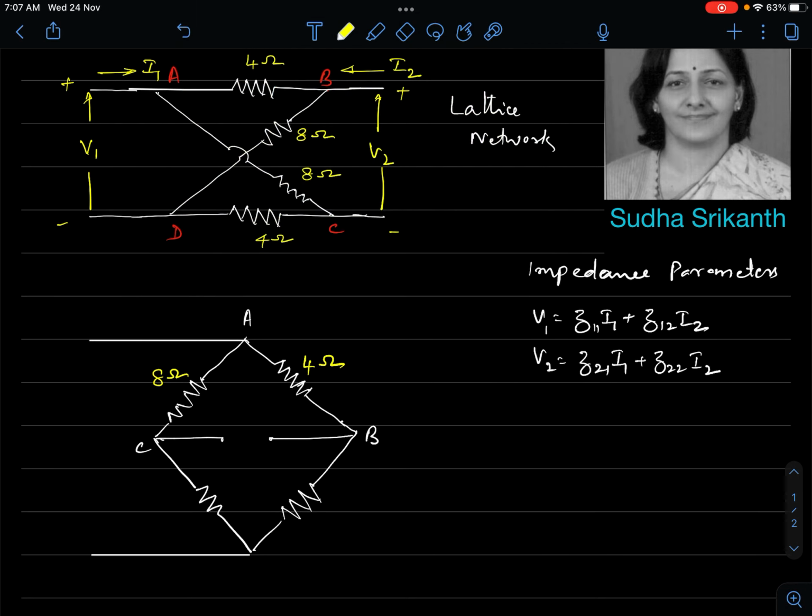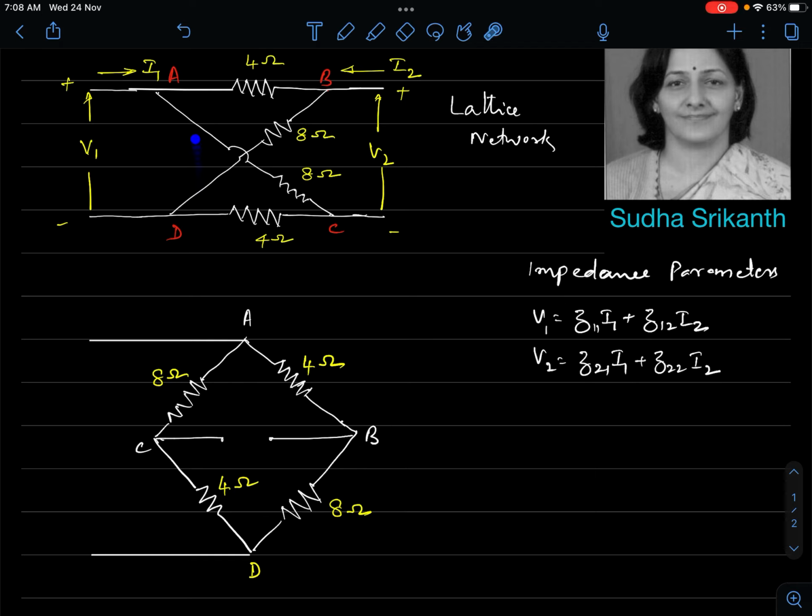I think I'll pick up my color. All right. So what I have is here from B to, this is my D. Okay, from B to D, there's an 8 ohm resistor. So I'll put this 8 ohm resistor. And from C to D, we have again a 4 ohm resistor. So this is 4 ohm.